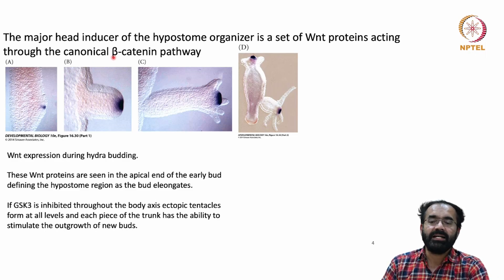So the major head inducer of the hypostome organizer is a set of Wnt proteins acting through the canonical beta-catenin pathway. The beta-catenin pathway is one of the most important signaling events that occurs in every organism, whether it is hair growth, skin growth, your nail growing back, or even when you had a mosquito or an ant bite on your skin, it has to grow back.